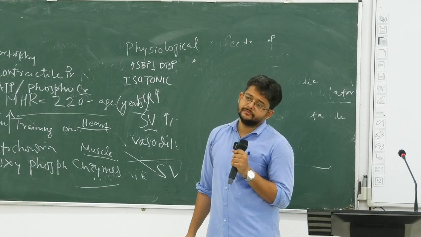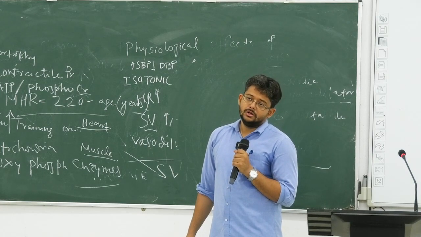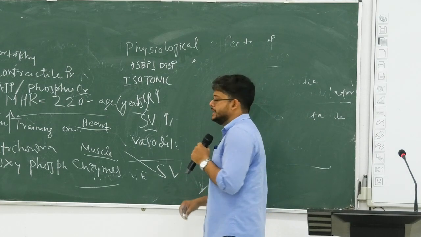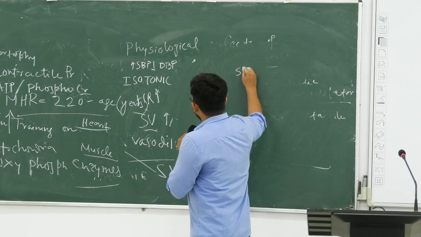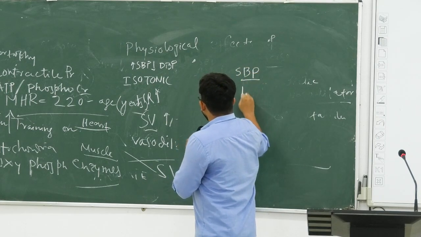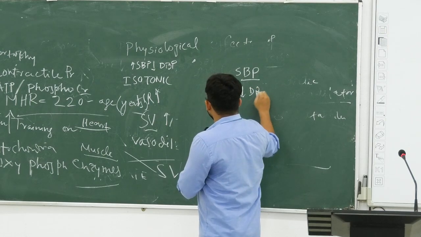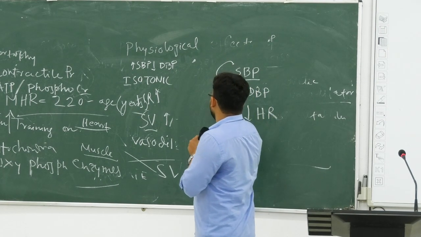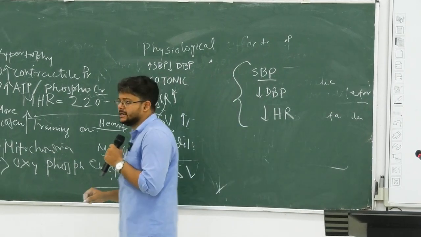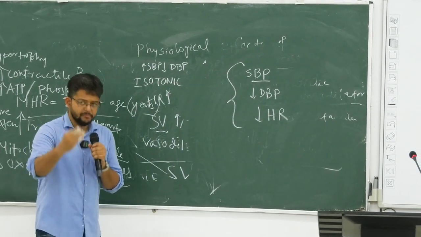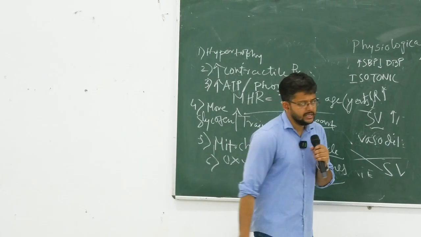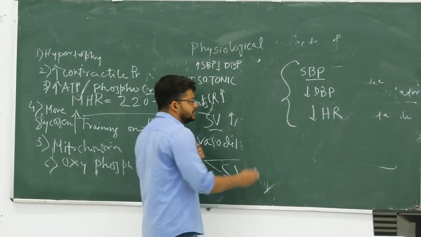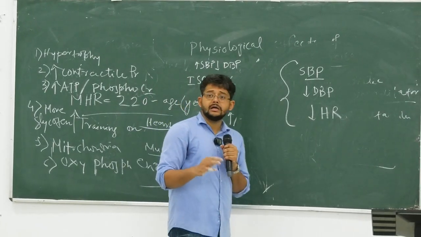What changes are happening in the heart? Long term regular training will normalize the SBP, will reduce the DBP, will reduce the heart rate. So heart will be a better functioning machine. How is this achieved? Regular exercise will lead to what is called athletic cardiomegaly.